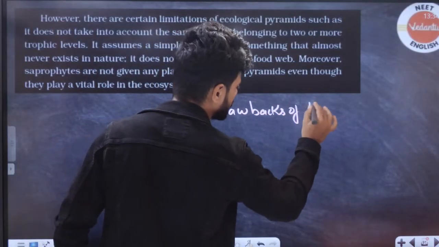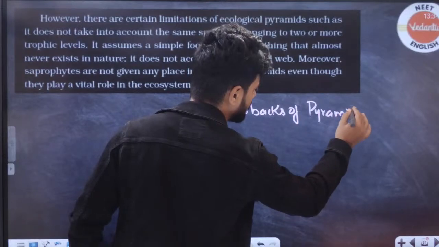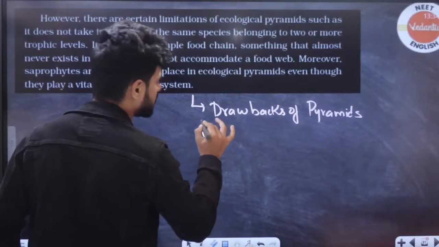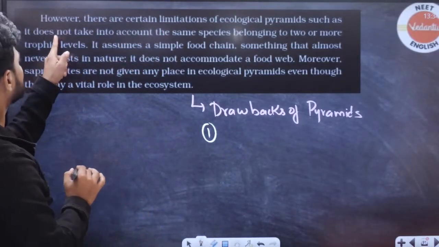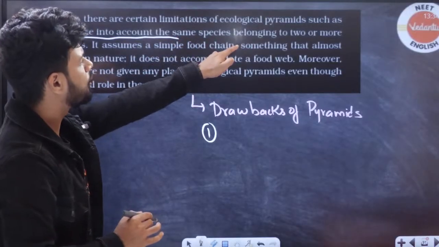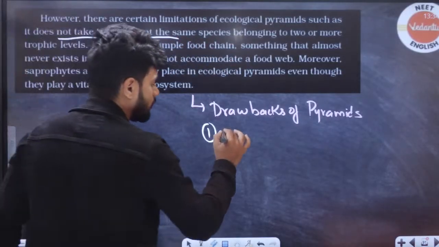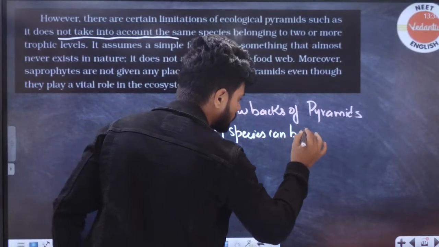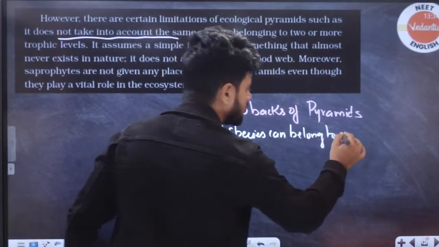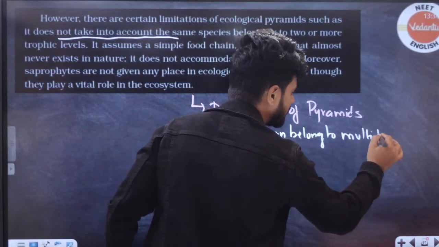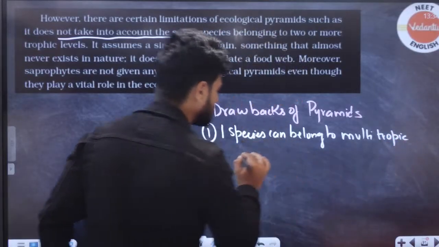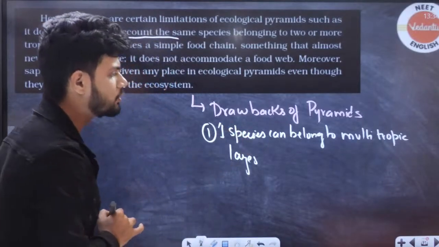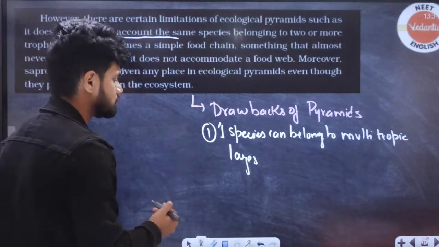Drawbacks of ecological pyramids. What are the drawbacks? The first drawback is that it does not take into account that the same species can belong to two or more trophic levels. One species can belong to multiple trophic levels, and this is not considered.